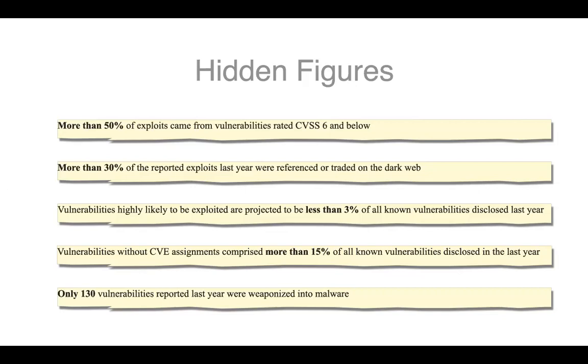And then this last one, only 130 vulnerabilities reported last year were weaponized into malware. And I think that's the second most important headline on this slide. That's a low number, right? Especially with the magnitude of those numbers that we saw on the first slide, 40,000, 6,000, 7,000 vulnerabilities. When I look at this, only 130 end up in malware. So that's a little hint to what we're going to talk about now. Where we want to get to is those 130. That's a population that we can affect, we can work on, and that's completely practical to remediate.